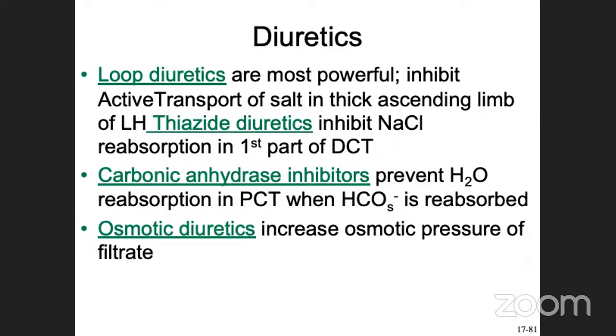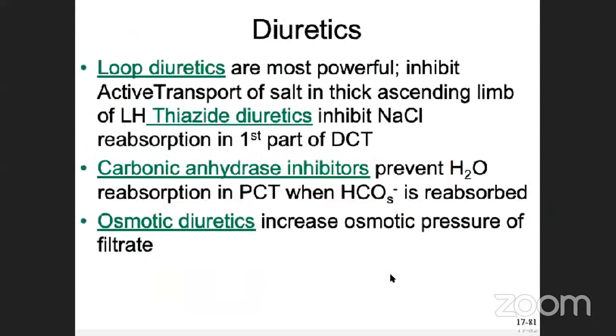Potassium sparing diuretics reduce fluid levels in your body without causing you to lose potassium, which is an important nutrient. Carbonic anhydrase inhibitors prevent water reabsorption in the PCT when hydrogen carbonate is reabsorbed. Osmotic diuretics increase the osmotic pressure of the filtrate.